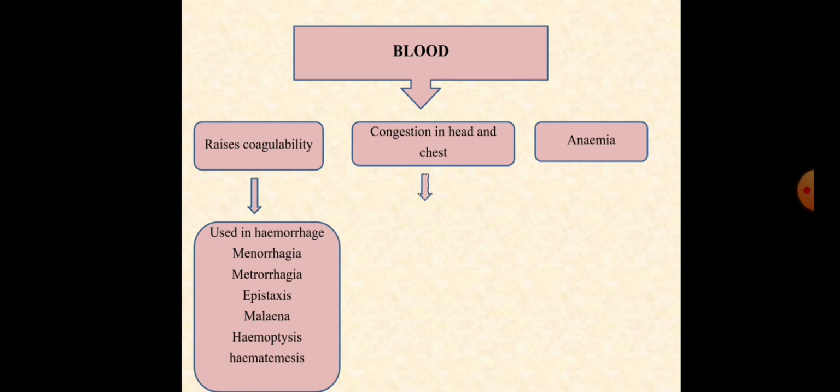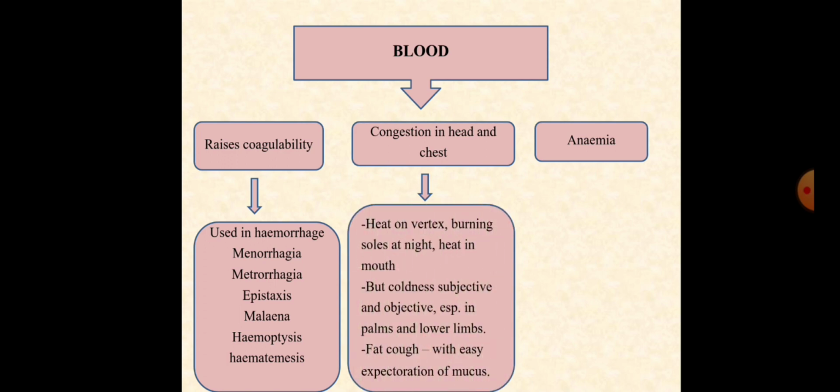Second is congestion in the head and chest. Congestion means increase in the vascularization. So what happens when there is congestion in the head or the chest? There is heat on the vertex, burning in the soles at night, heat in the mouth, but coldness, subjective and objective, especially in the palms and lower limbs. The palms and the soles will be icy cold to touch, while the head is burning hot, so they will feel that heat sensation, and they have fat cough with easy expectoration of the mucus.